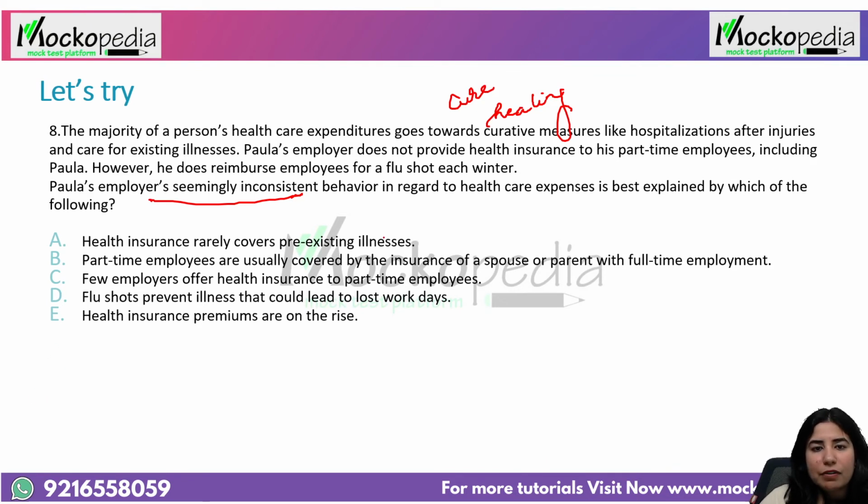Health insurance rarely covers pre-existing illnesses, not the concern. Part-time employees are usually covered by insurance of a spouse or a parent with full-time employment. We don't know that. Fewer employers offer health insurance to part-time employees. अब पॉला के employer का ऐसा behavior क्यों है? C is not explaining that. Flu shot prevents illness that could lead to lost work days. So it might be just a smart move, right? So we can keep this, that this might be his intent, that if people take flu shots, they will not get sick and hence there would be no leaves to be given to them. Smart, right? Health insurance premiums are on the rise. Irrelevant. So we will go for D as the correct answer.